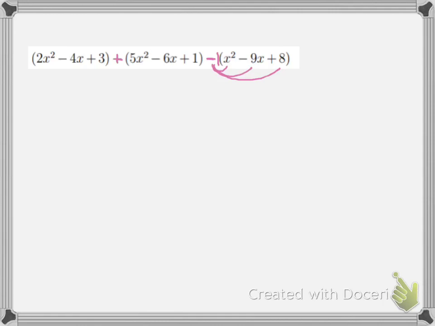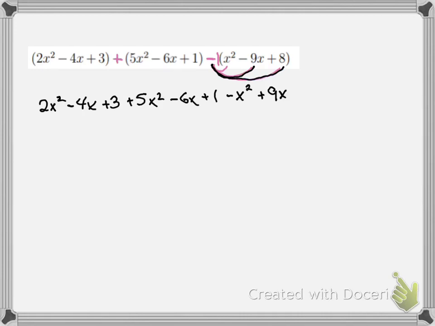Okay, so we have 2x squared, minus 4x plus 3 plus 5x squared minus 6x plus 1. Okay, so this is where it gets tricky. So that -1 acts on the x squared, so it's -1x squared or -x squared. Okay, then -1 times -9. Those negatives cancel out and become positive. Okay, and then here -1 times +8 gives you a -8.